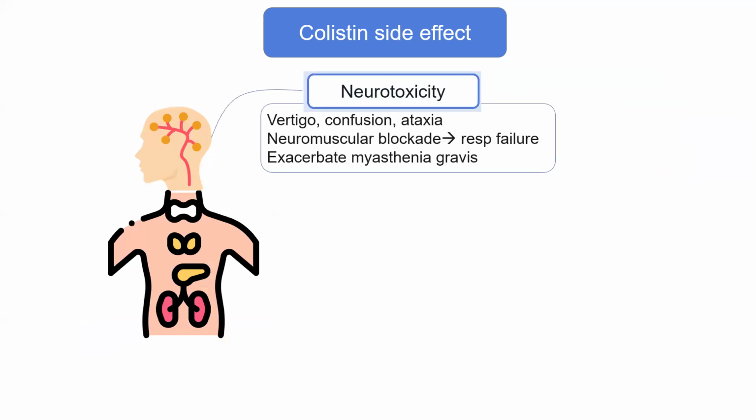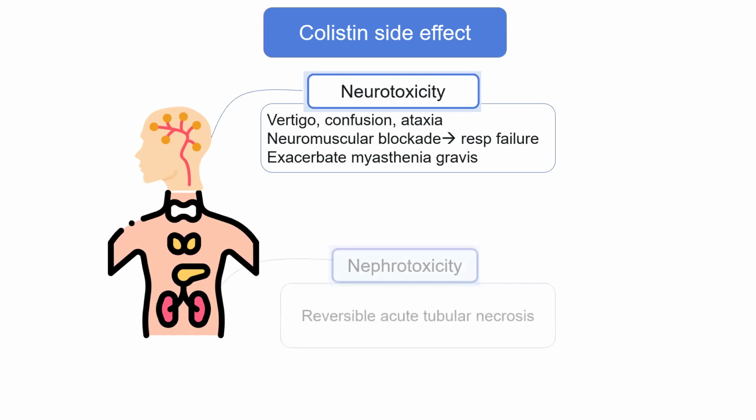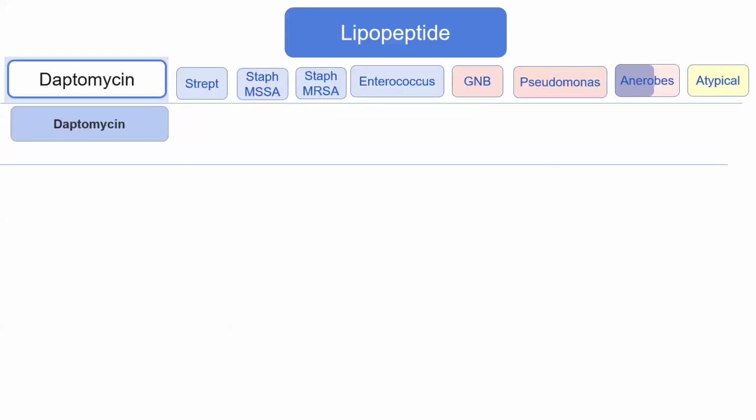Colistin side effects: the main side effect is neurotoxicity, with vertigo, confusion, and ataxia. Neuromuscular blockade may induce respiratory failure and may exacerbate myasthenia gravis. It may also induce nephrotoxicity, but in the form of reversible acute tubular necrosis.